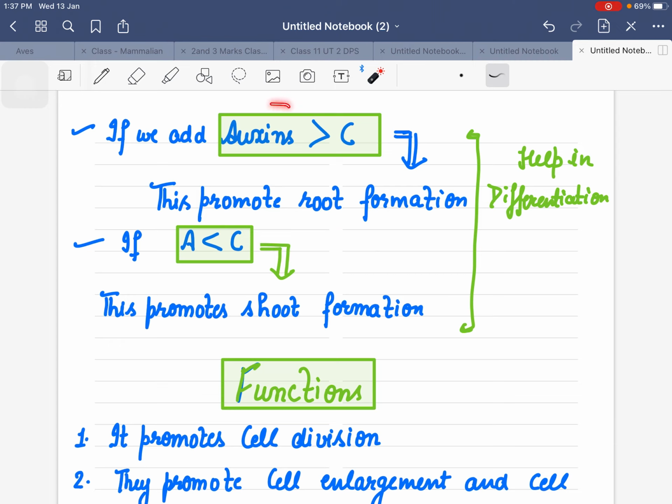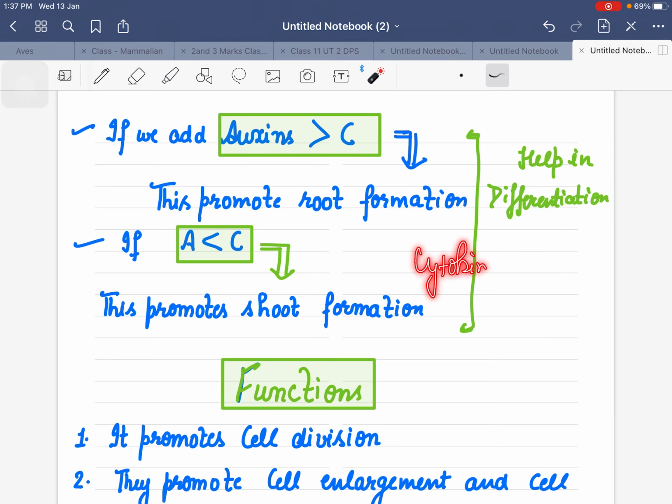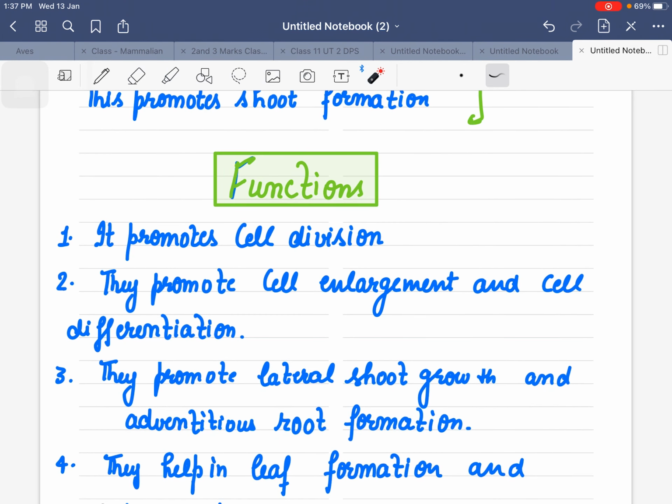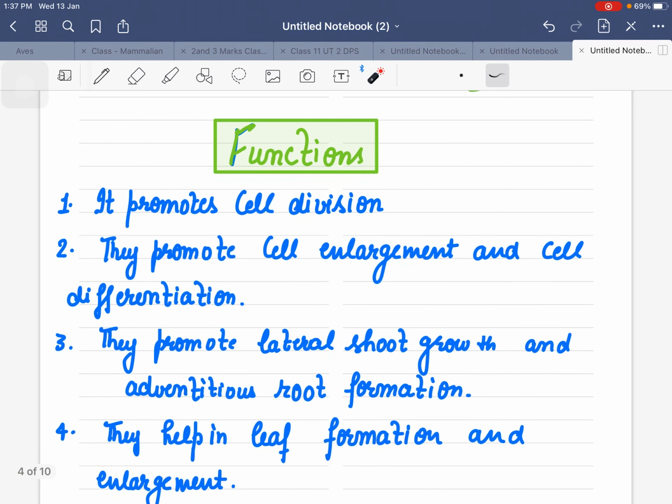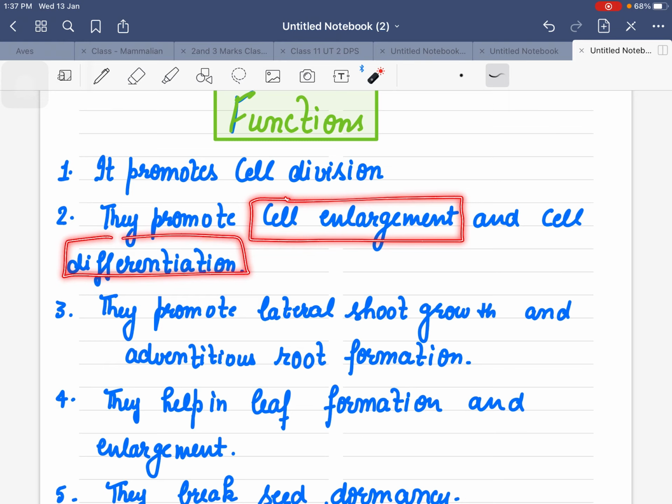So as you can see, when you are changing the concentration of auxin and cytokinin, they are helping in differentiation. So cytokinin also plays a major role in differentiation process. So it plays a role in cell division as well as in differentiation. So which functions can you write down? It promotes cell division. If cell divides, then the cell will also enlarge. So it helps in cell enlargement as well as cell differentiation.